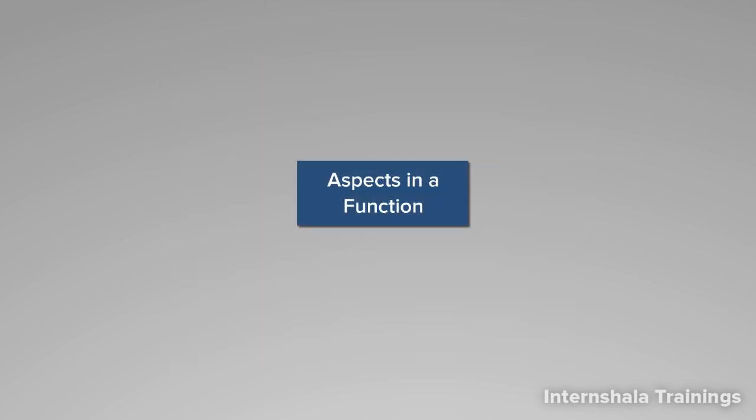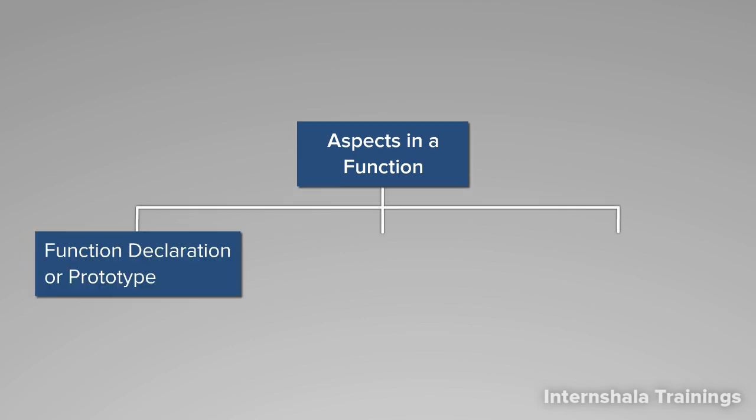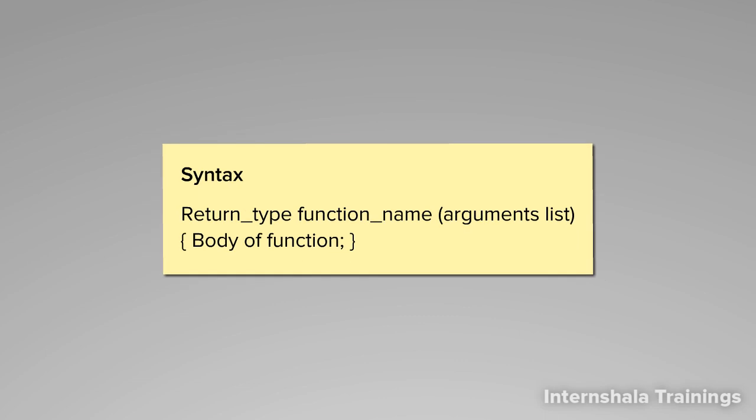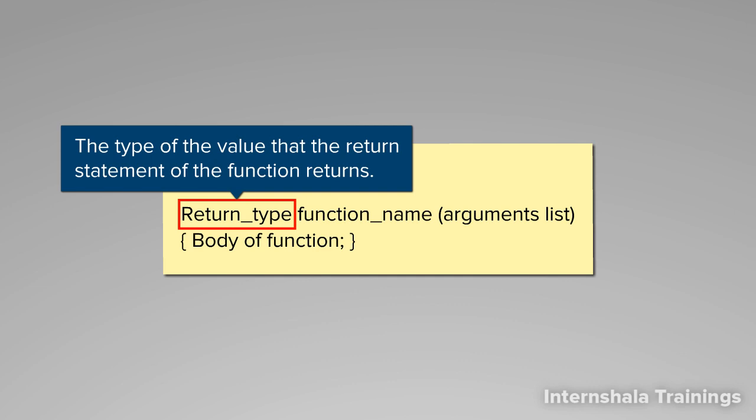There are three aspects in a function. They are function declaration or prototype, function call, and function definition. Let us understand them one by one. We must define a function before using it anywhere in our program. Let's understand how a function is defined. The syntax of the function definition is return type followed by function name followed by arguments list followed by the body of the function. Here, return type specifies the type of the value that the function returns.